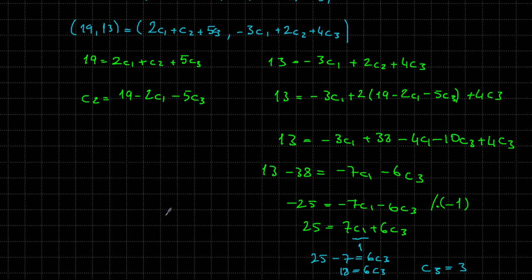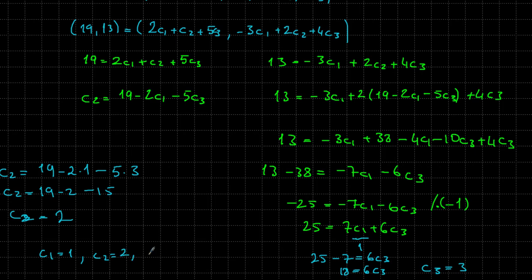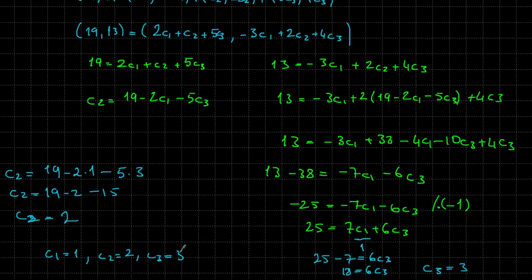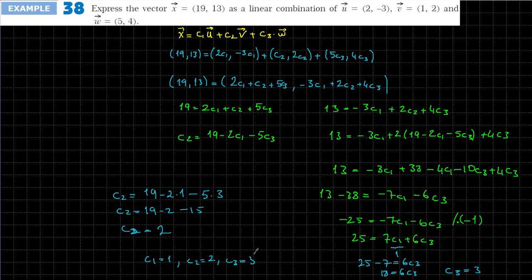Then we are returning to this one here. c2 is equal to 19 minus 2 times c1, I have chosen 1, and when I chose 1, I found c3 is 3, minus 5 times 3. c2 is equal to 19 minus 2 minus 15, 17 minus 15, which is equal to 2. So c1 is equal to 1, c2 is equal to 2, and c3 is equal to 3 is one of the linear combinations. One of the linear combinations I am telling, because there are infinitely many solutions for this question.